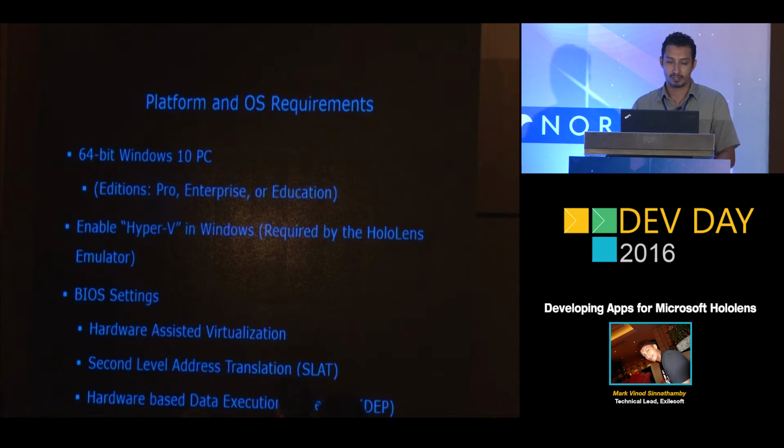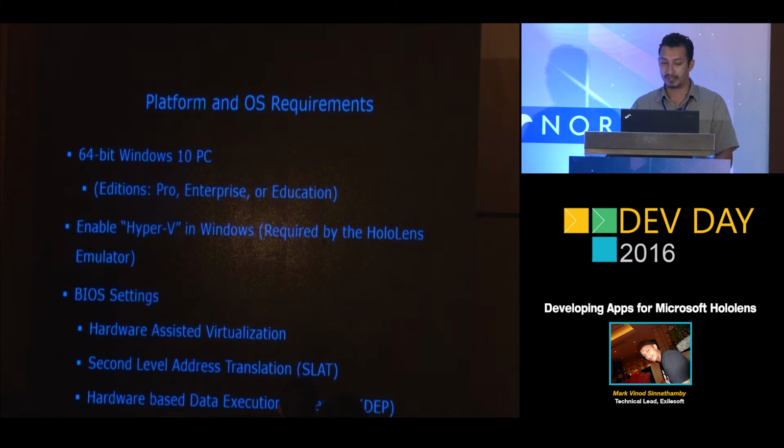And for the platform and OS requirements, you will need a 64-bit Windows 10 PC, which is either a Pro, Enterprise, or Education edition. Home edition is not supported because of the second point here: enable Hyper-V in Windows. We need to enable Hyper-V for the HoloLens emulator to work properly, and because Hyper-V is not supported in the Windows Home edition, we cannot use it. Hyper-V can be enabled when you go to Windows features and turn Windows features on and off.